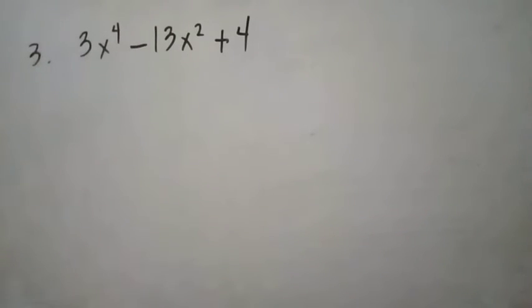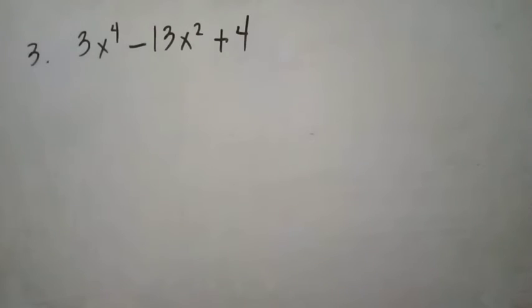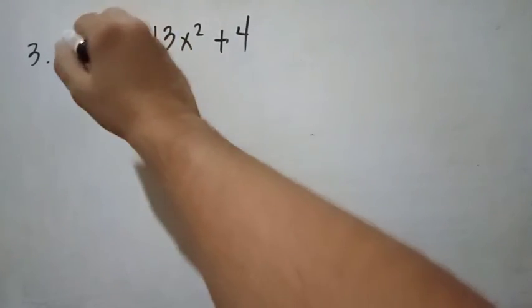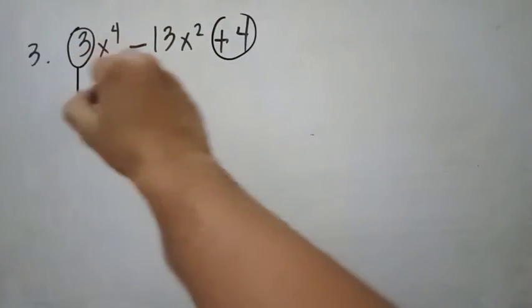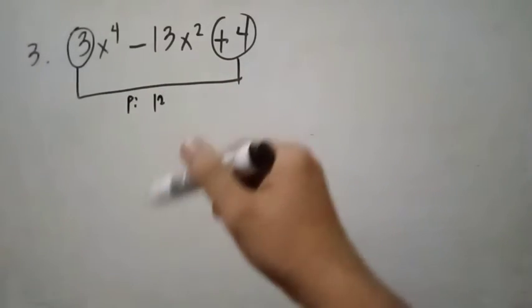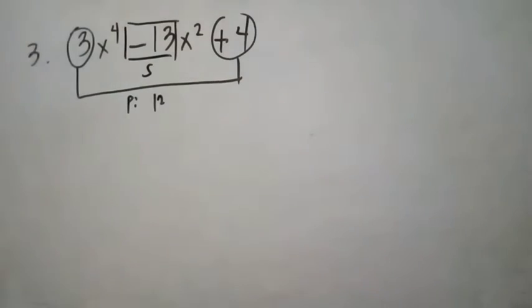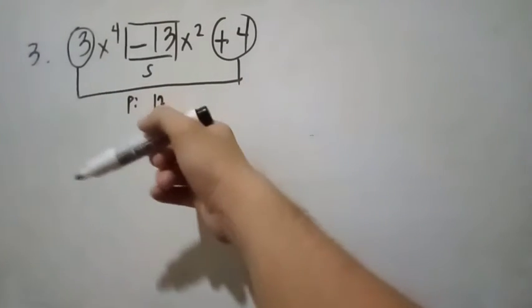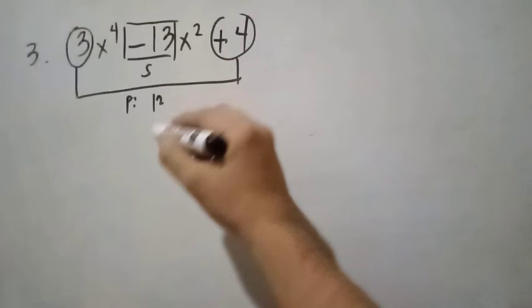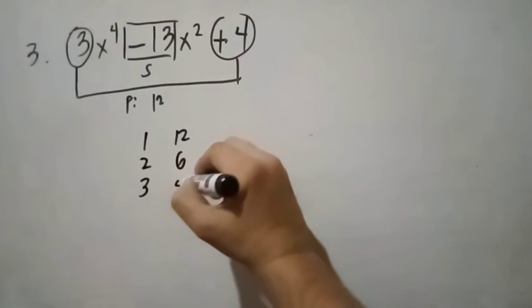Alright, so ito na yung last, no? 3x to the 4th minus 13x squared plus 4. So, again, AC tayo. So, 3 times 4 is 12. Positive 12. Tapos yung sum is negative 13. Next, kunin na natin dalawang numbers. So, ilista natin yung factors nito ng 12. So, 1 and 12, 2 and 6, 3 and 4.